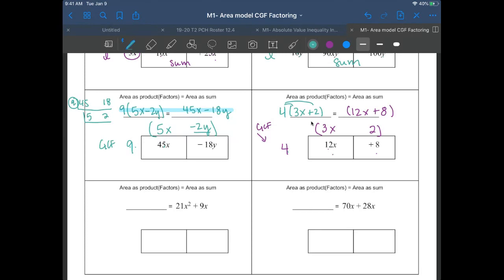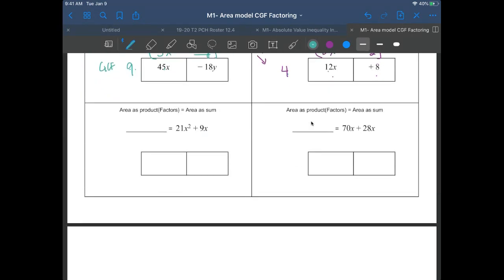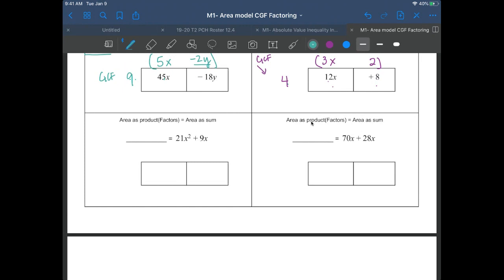All right, last time. This time, I only give you the expression, so 21x squared plus 9x. I need to put each term, so each thing that's being added together, into the area model. What is our greatest common factor between 21 and 9? The highest thing I can divide out is 3. And then between x squared and x, let's see, x squared is x times x, and x is just x. So there's one x in common.